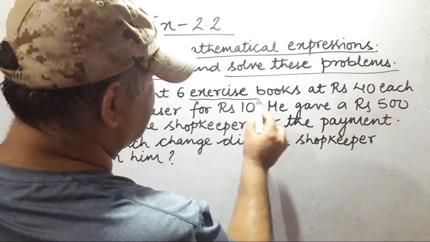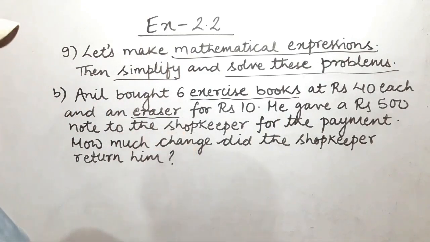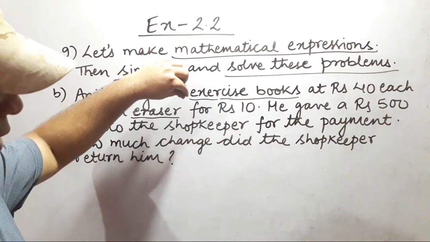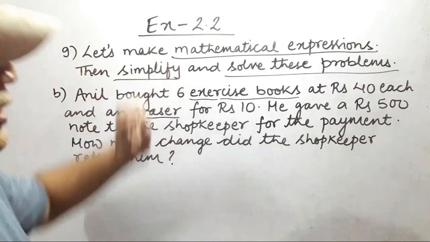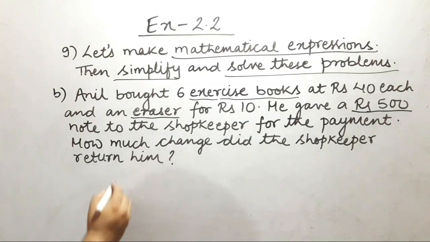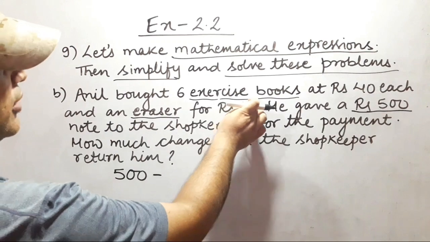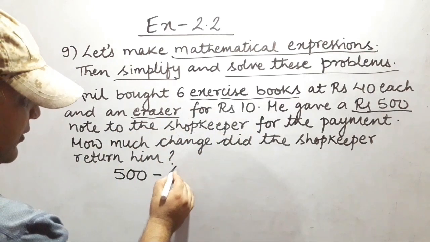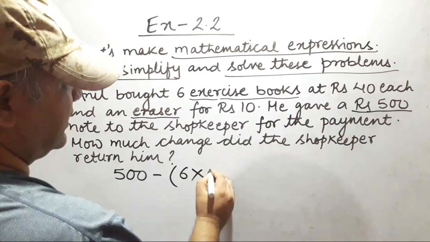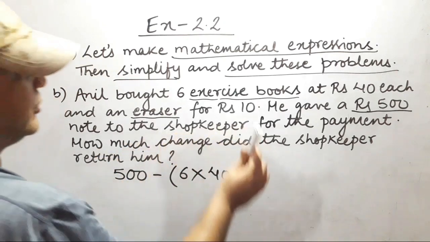This question is similar to the previous one, but here this boy has bought 2 types of items. One item is exercise book and another item is eraser. Since these 2 items are the expenses, we have to add the cost of these 2 items at first, then we should subtract from rupees 500. Let's see. 500 minus the cost of these 2 items should be kept in bracket. So 6 exercise books at rupees 40 each, that is 6 into 40, plus 1 eraser for rupees 10.